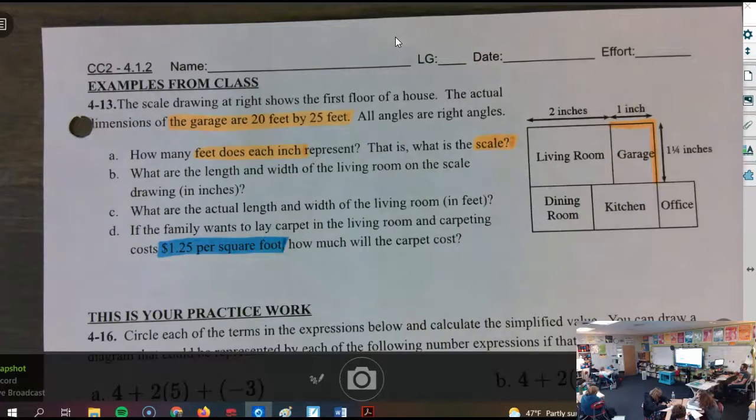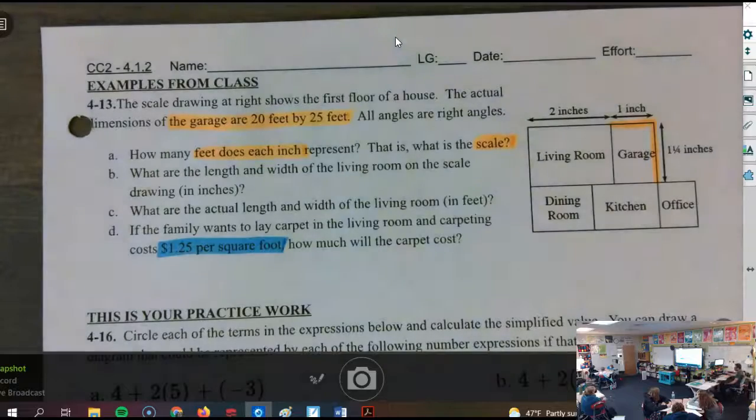How long do we have? 44. We got time. I'm going to flip the 5-minute timer and try to respect that. Work with your team to try to get through this problem.